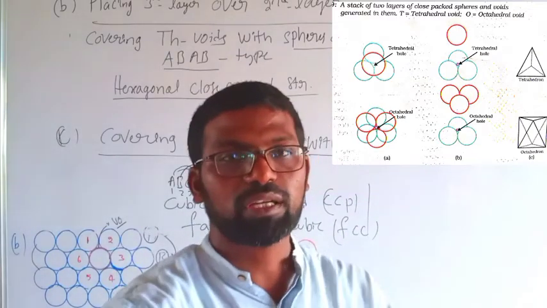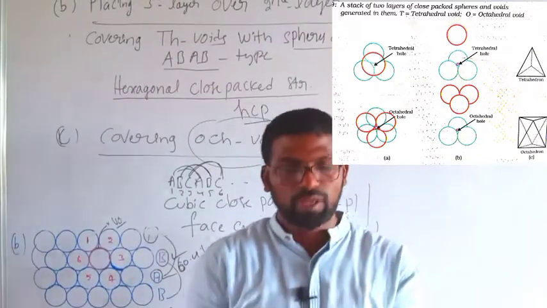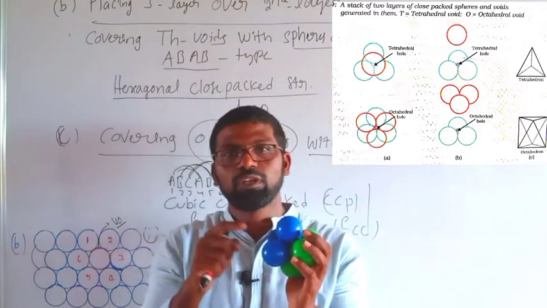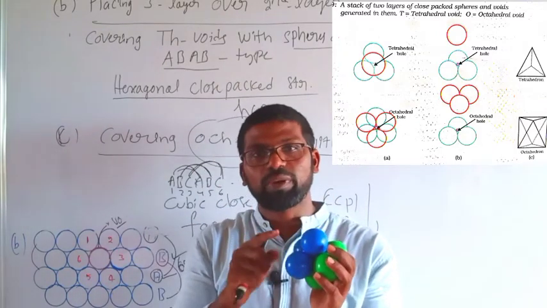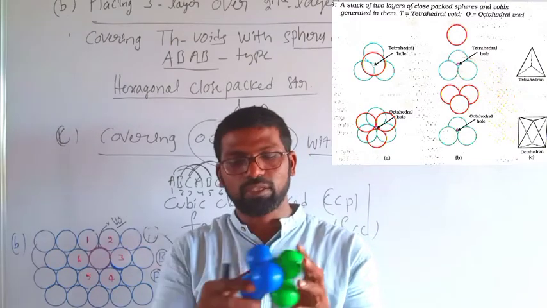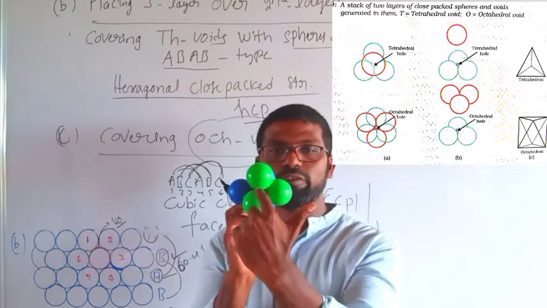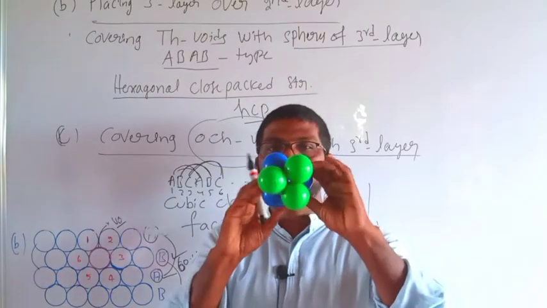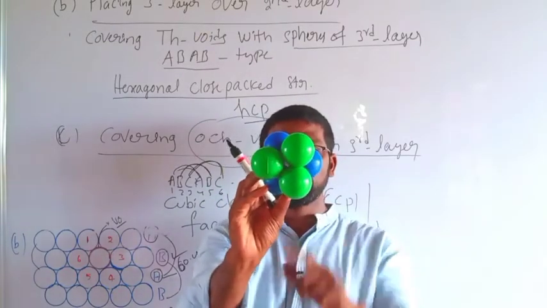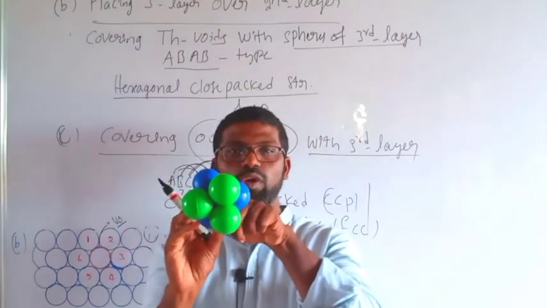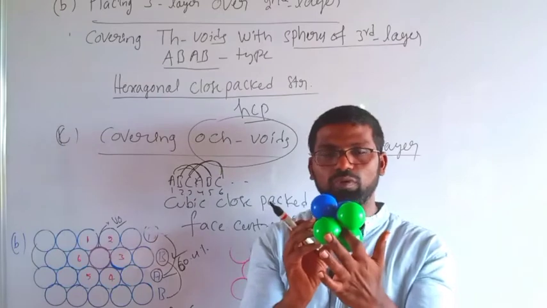Next, how will an octahedral void be formed? An octahedral void will be formed when the triangular voids of the first layer are covered by triangular voids of the second layer. See, this is the triangular void of the first layer, this is the triangular void of the second layer. These two voids are covered. So if you see, we can observe one triangular void falling over another void.